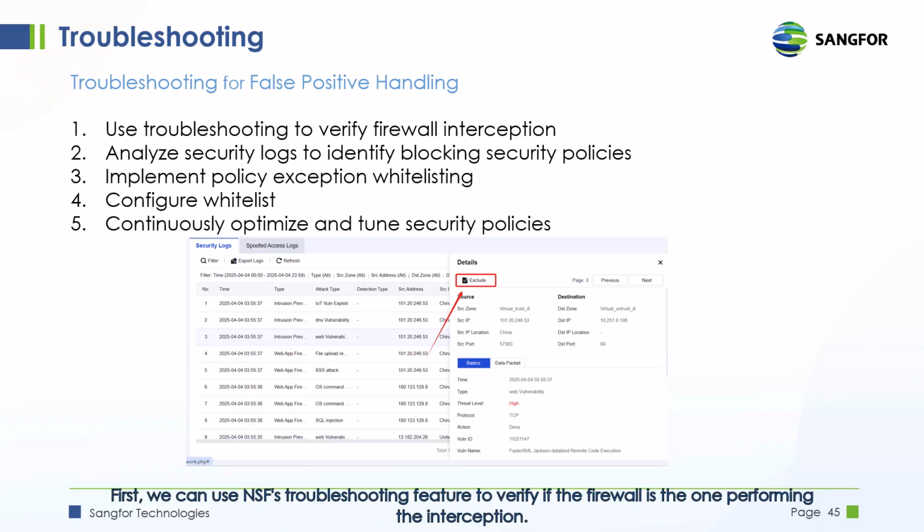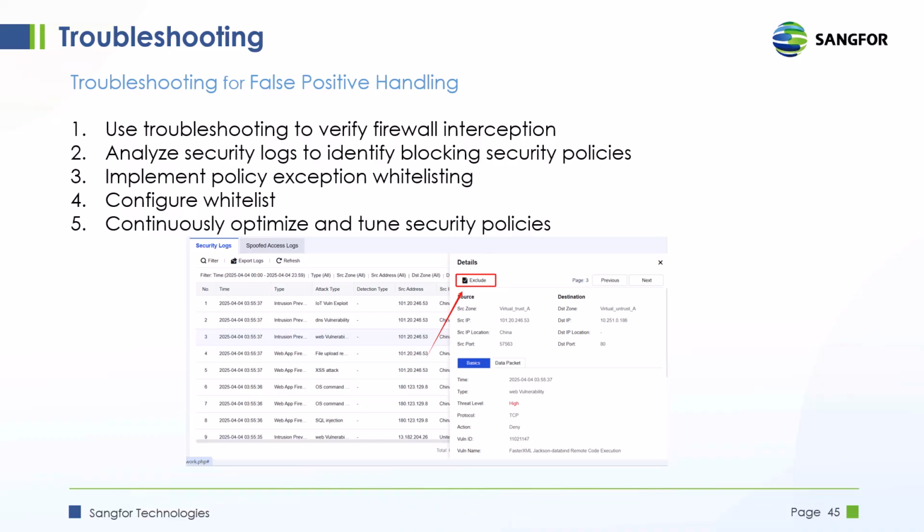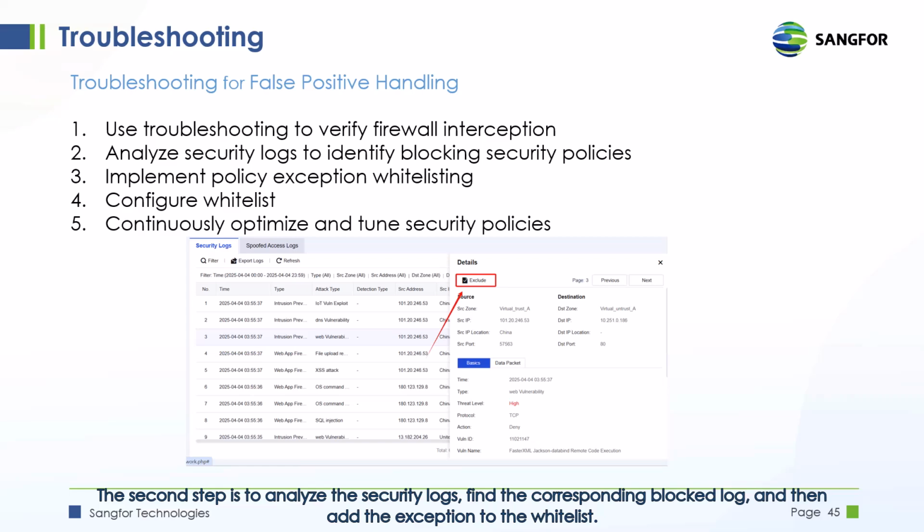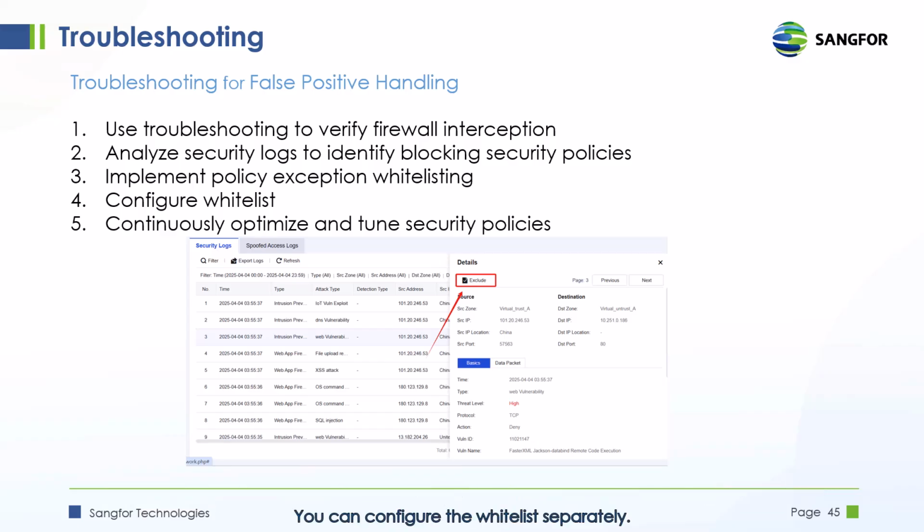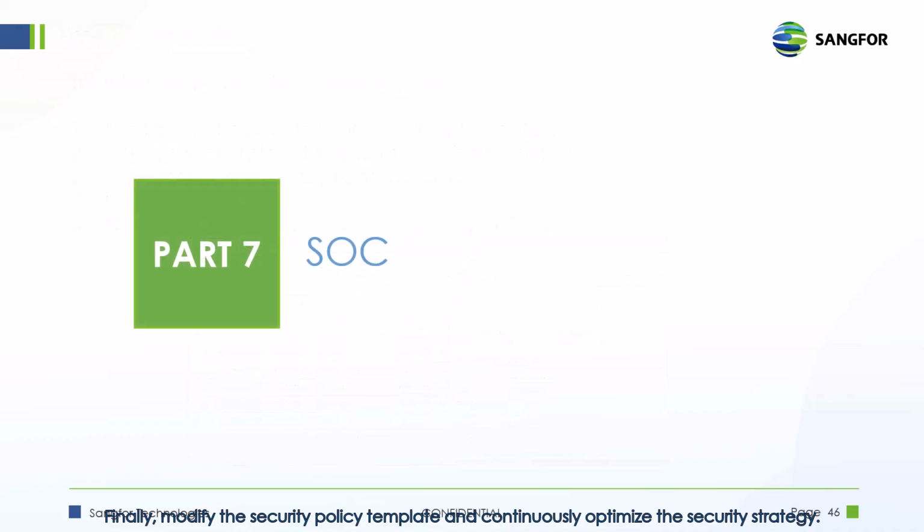First, we can use NESF's troubleshooting feature to verify if the firewall is the one performing the interception. The second step is to analyze the security logs, find the corresponding blocked log, and then add the exception to the whitelist. You can configure the whitelist separately. Finally, modify the security policy template and continuously optimize the security strategy.